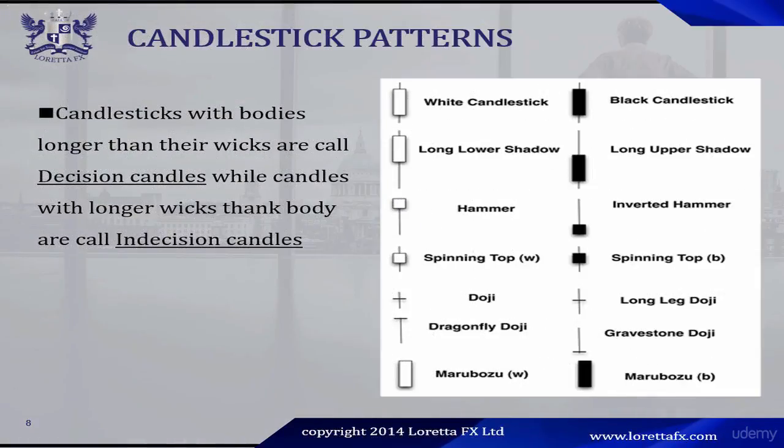Candlestick patterns. Now, candlesticks with bodies longer than their wicks are called decision candles, while candles with longer wicks than body are called indecision candles. And here we have some examples. So here we have a decision candle. Here we have a decision candle.